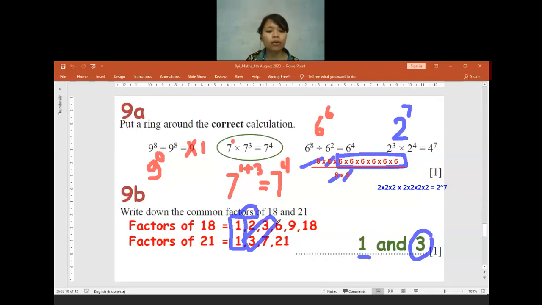Is there anyone who gets confused? No, teacher. For sure, no confusion. Okay, if you have no confusion, I will move to the question 10.